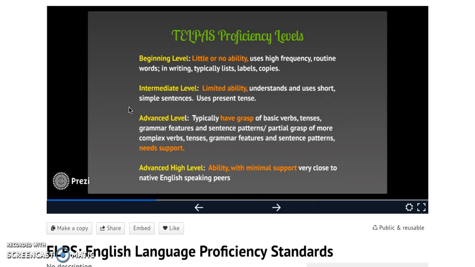They have ability with limited or minimal support. They're very close to what you would typically see from a native English language speaker in a classroom. So these are the levels that we need to know in order to address our students' needs.